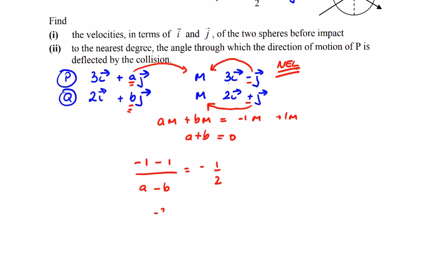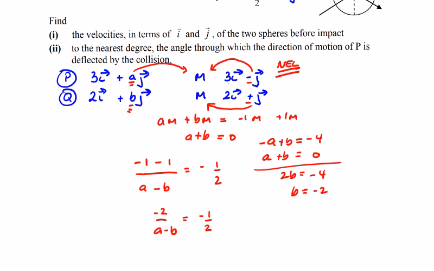So this is minus 2 over a minus b equals minus 1 over 2. Cross multiply and we're going to get minus a plus b is equal to minus 4, and then I can write a plus b is equal to 0 underneath to get 2b is equal to minus 4, so b is minus 2, and because they add to 0 that means a has to be plus 2. So for p we're going to have 3i plus 2j, and for q we're going to have 2i minus 2j.